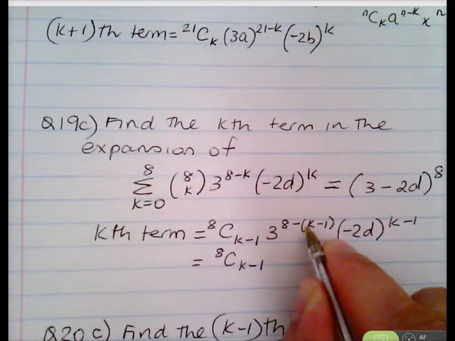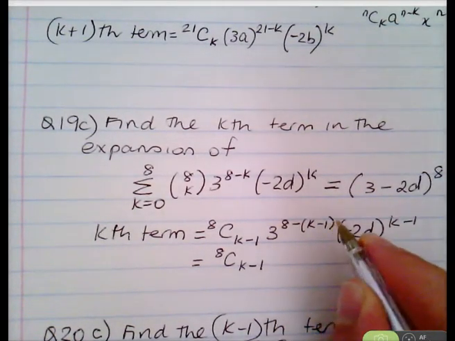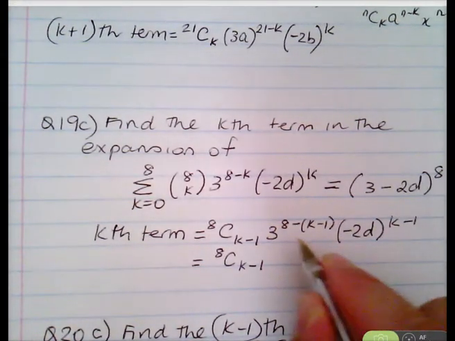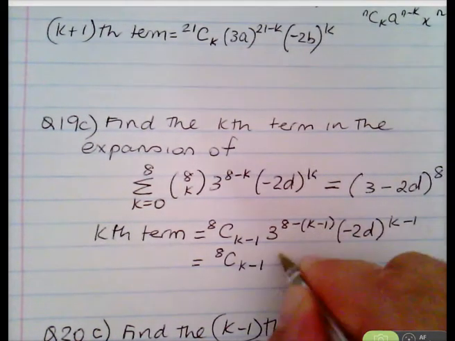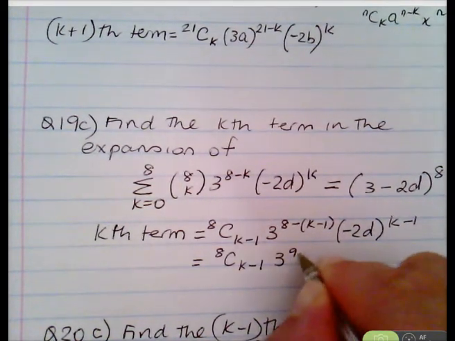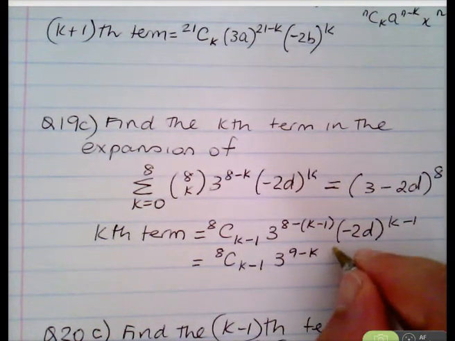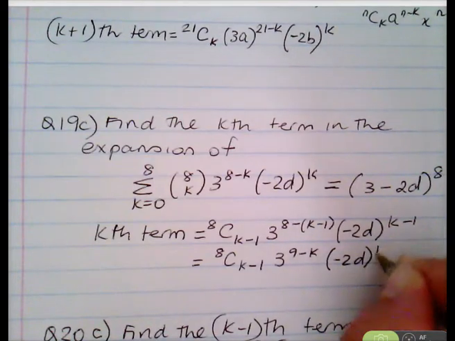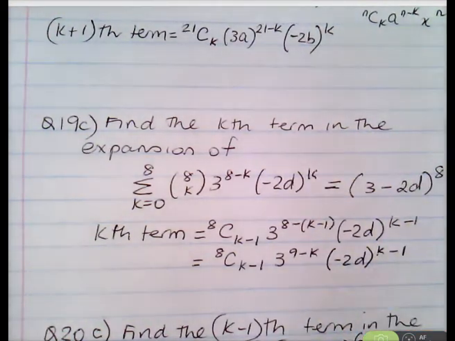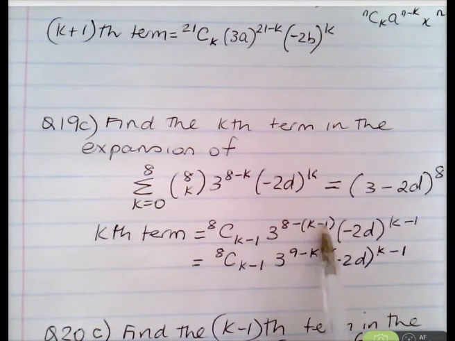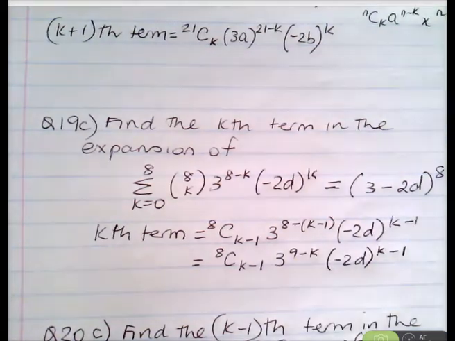Now this will be 8 minus (k minus 1), which is 8 minus k plus 1, so it will be 3 to the power of 9 minus k, and here we'll just have negative 2d to the power of k minus 1. Okay, so just be careful with that. It's 8 minus k plus 1, so 8 plus 1 is 9.